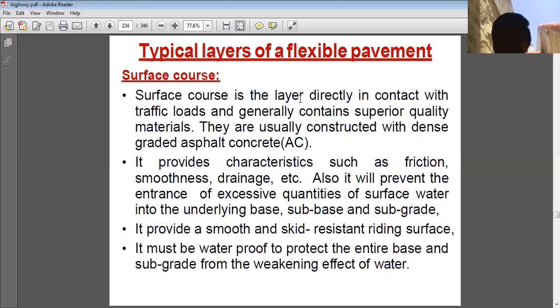It provides characteristics such as friction, smoothness, drainage, etc. Also, it will prevent the entrance of excessive quantities of surface water into the underlying base and subgrade. It provides a smooth and skid resistant riding surface. It must be waterproof to protect the entire base and subgrade from the weakening effect of water.